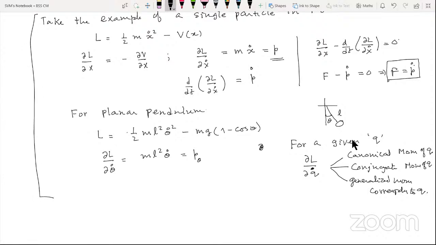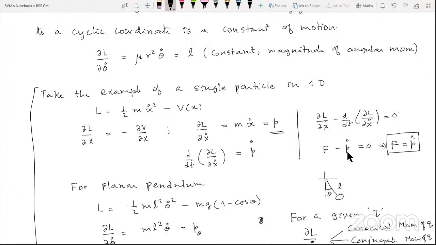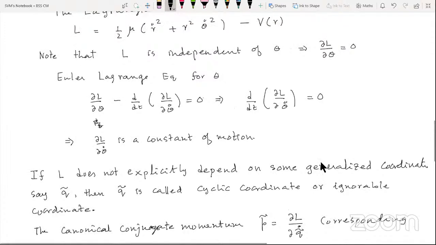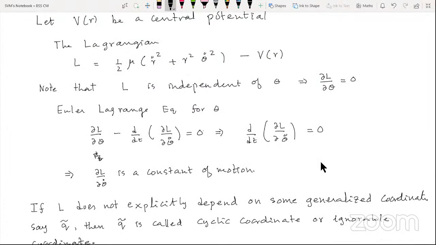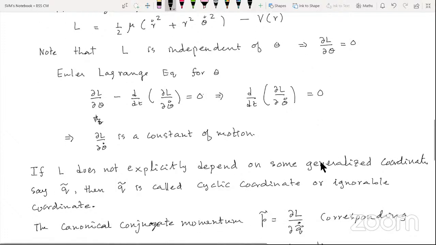So this is just an answer to the question, and let's go back. Sir, can you scroll up? Enough, sir. Enough. It is said that L doesn't depend on some generalized coordinate, but it is supposed to depend on a generalized coordinate, right? Yeah, but it is not necessary that it should depend on all generalized coordinates. Sometimes some generalized coordinates may not appear in the Lagrangian. Those are the ones that are useful for us in identifying constants of motion. There is no such requirement, right?